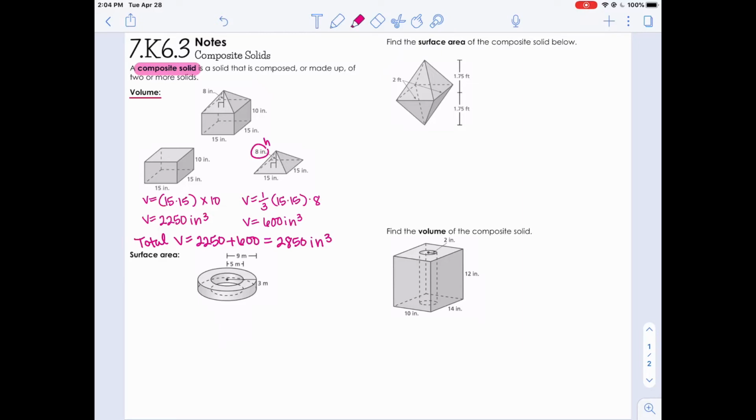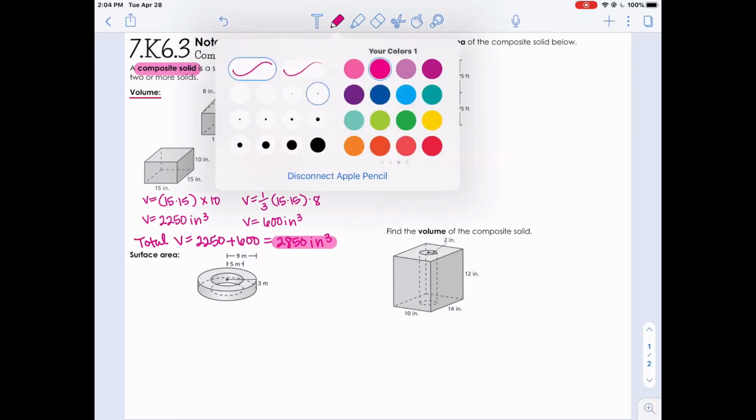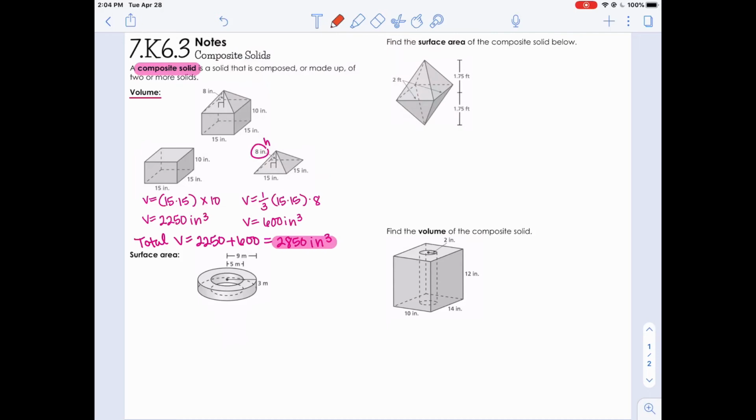So this is one of our tasks and need-to-knows on our project. We're going to need to find the volume of our dream house as well as the surface area of our dream house. So there is one example for us. Next, let's take a look at surface area. The other thing that we need to find for our dream house is the surface area. And of course, it's going to be of a composite figure like the ones that we see here. Multiple things put together to make a house.